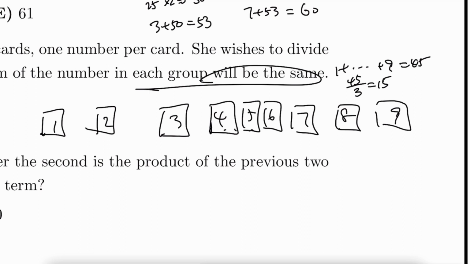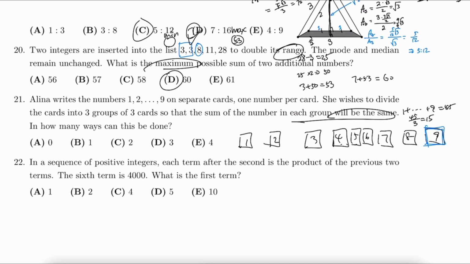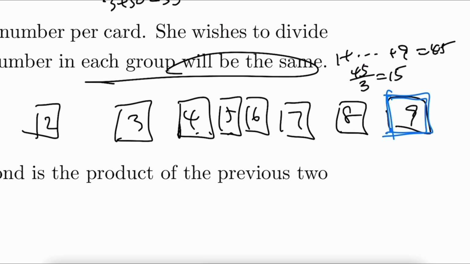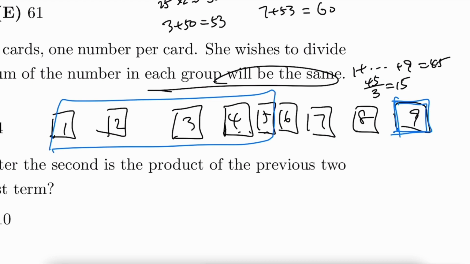So let's just pick one number over here. Let's say 9. 9 has to go into one of the groups, right? How do we make this 9 in one of the groups? This means that the next two numbers we put in this group are going to be adding up to 6. So 1 through 5 at max. If we have 6, 7, 8 in the same group, we can't have anything.